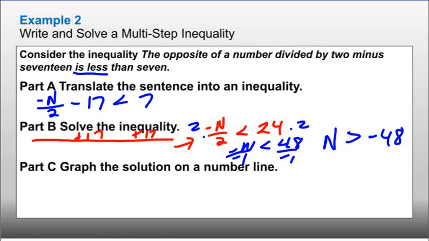Now we graph it on a number line. We have negative 48 here. Open circle because it cannot equal it. Greater than means to the right, so greater than negative 48.